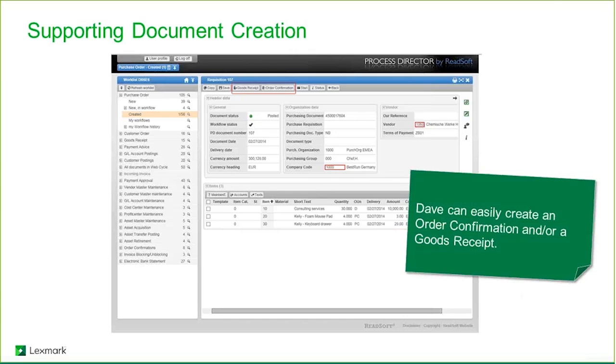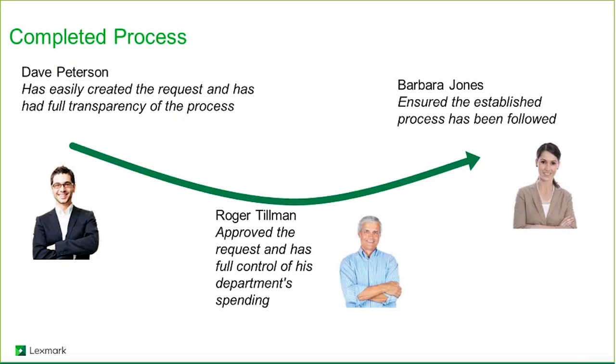So the supporting document has been created. The completed process is now finished. Dave has easily created the request. He's got full transparency of the entire process. Roger, his manager in this case, has approved it and has full control of the spending. And Barbara is completely satisfied because she's assured that the established process has been followed. So it's a great example of the interaction between the various groups in order to control the cost and address this area of indirect spend, which is greatly overlooked within an organization.